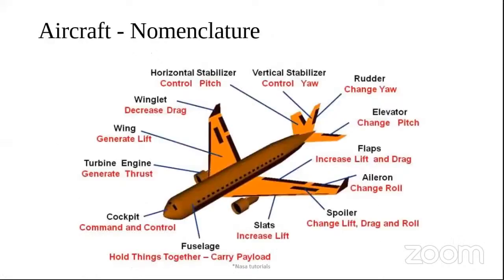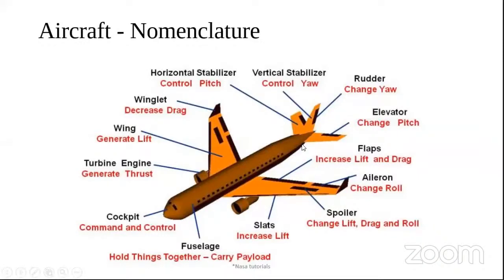Okay. Now, let us jump into the whole idea about the nomenclature of the aircraft. So, this is the conventional aircraft. We have a cockpit. So, this whole length is called the fuselage. These two are the wings. This is the engine. Now, this is called a winglet. I'll explain why it is required in a short while. You have something called a horizontal stabilizer.